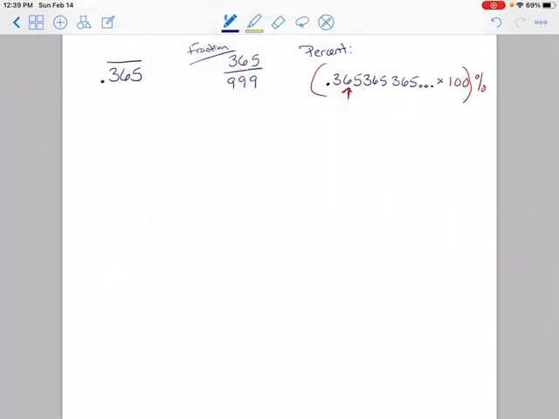So now what I'm seeing is 36.536536, and so on. But now I have a percent on there. All right, so notice that my repeating part now starts with a 5. So the 5, the 3, and the 6 are repeating. All right, so I put the bar over that. I've got my percent, and that is my final answer.